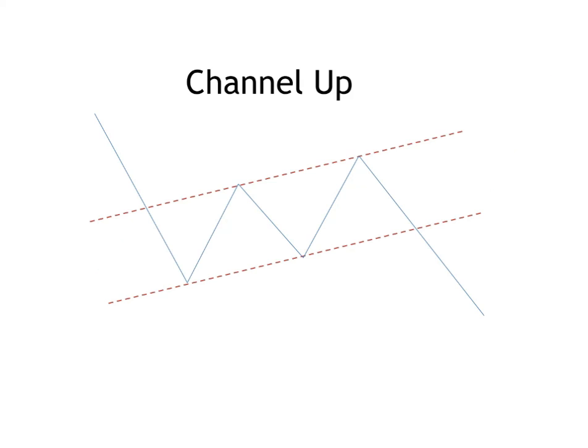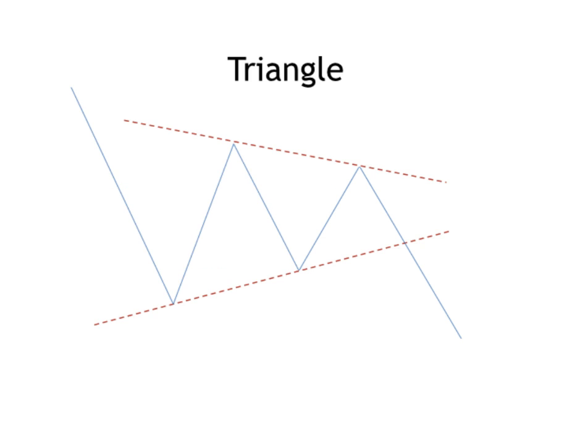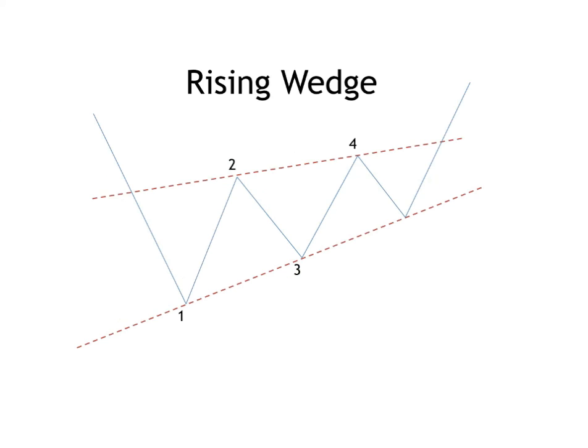For example, channels form between parallel lines that slope upward or downward. A rectangle forms between horizontal parallel lines. Triangles have downward sloping resistance and upward sloping support, and wedges slope in the same direction at different angles. Note how the classic rising wedge pattern has an additional 5th touching point on the support line. This means that the pattern breakout is in the opposite direction to the initial trend. This class of pattern is called a reversal pattern.